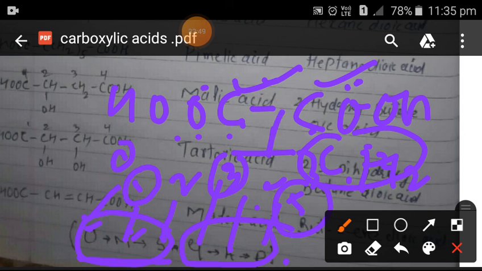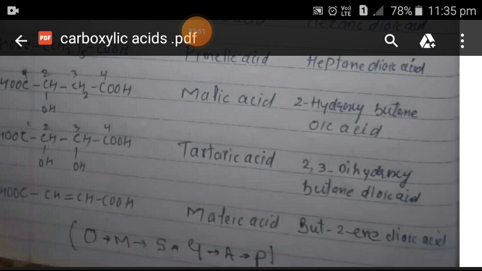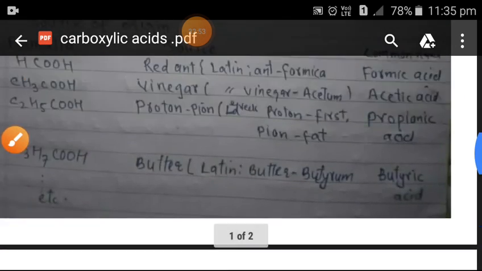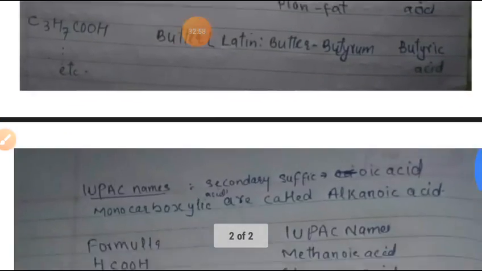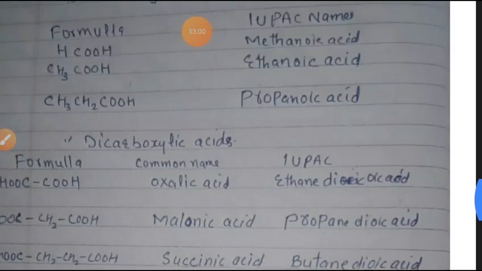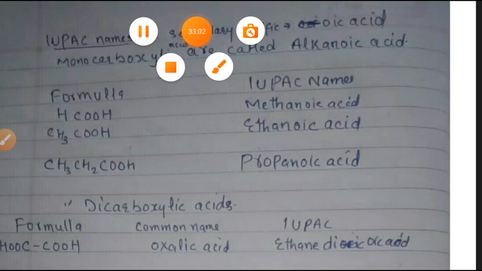So this was all about the nomenclature of monocarboxylic acids and dicarboxylic acids, and their common names as well as their IUPAC names. Hope you understand. Have a nice day.